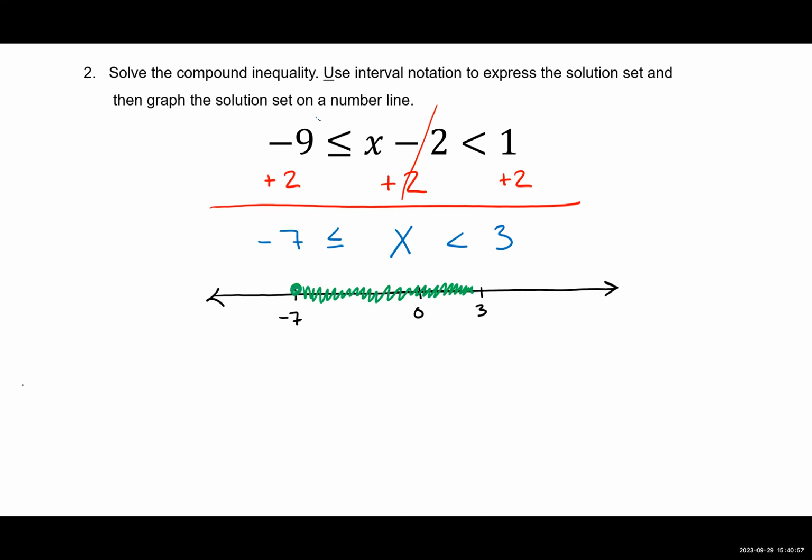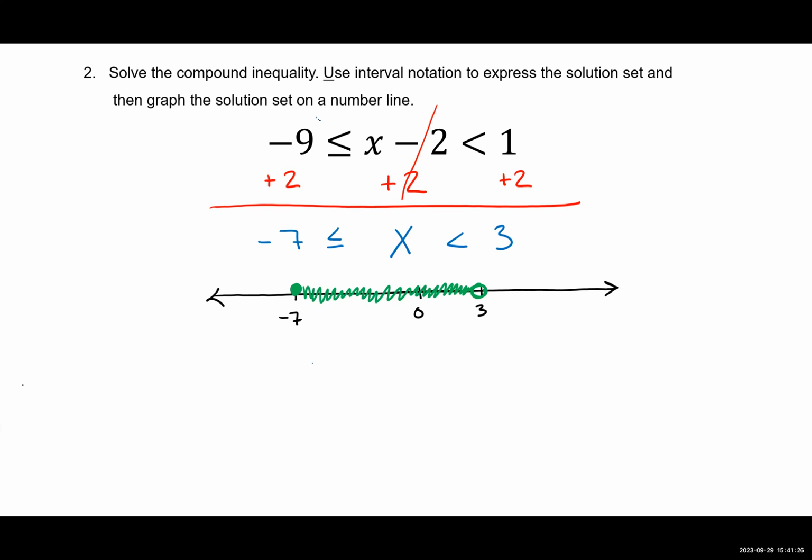So we would use a closed circle here. And since x is not equal to 3, it is strictly less than, just less than, not less than or equal to, we use an open circle at the 3 to say, okay, x could be equal to -7. X could be equal to any number between -7 and 3, but x could not be equal to 3.